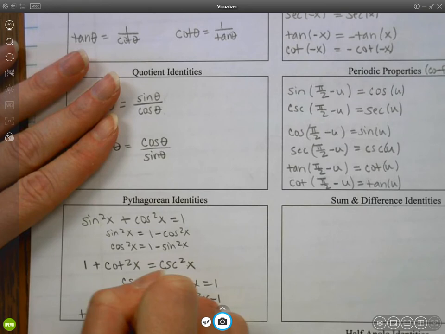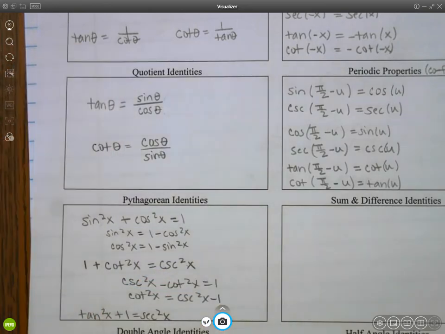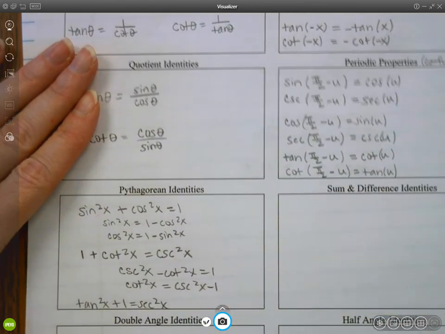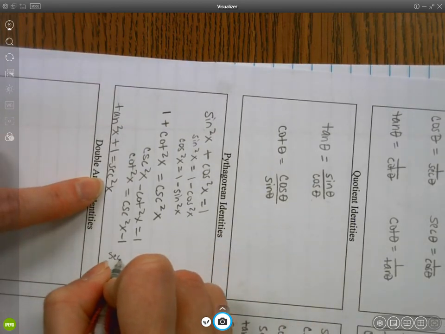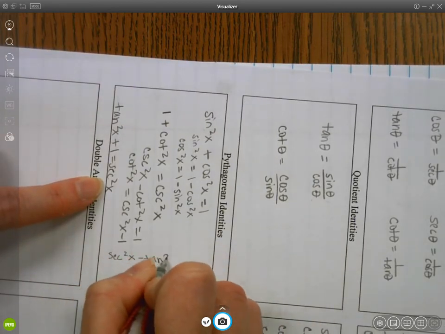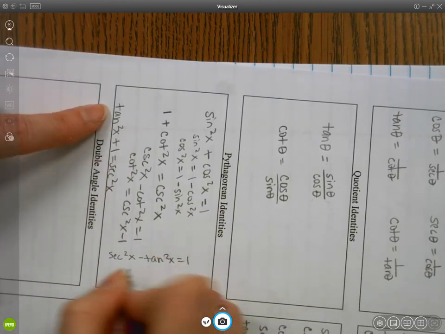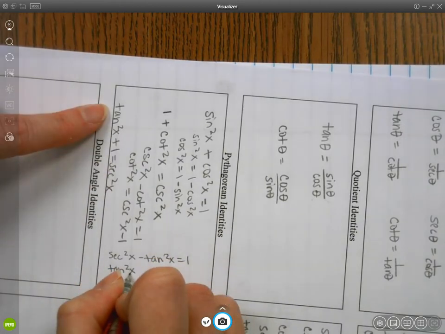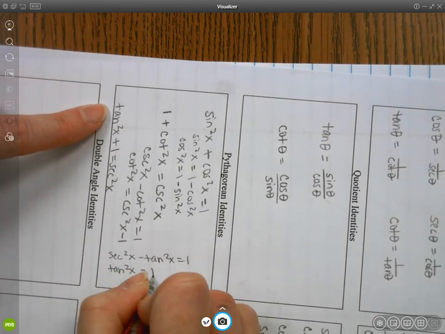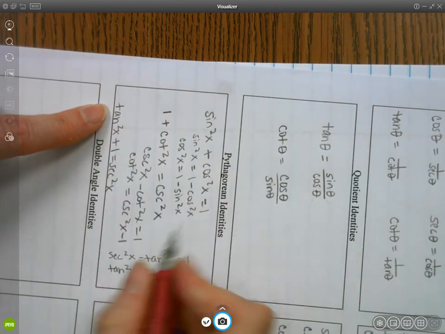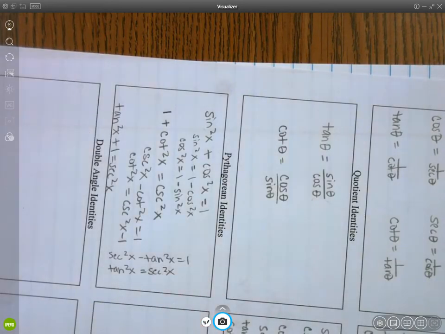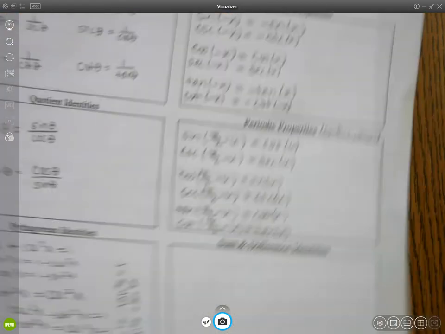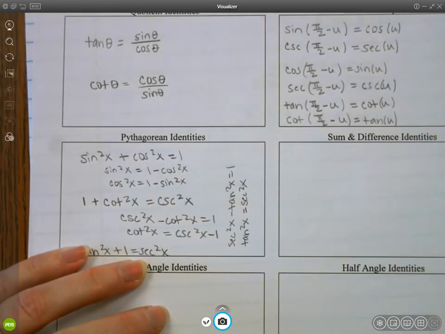Tangent squared plus 1 is equal to secant squared. So if we try to rearrange that one, and I'm going to write it sideways going up the side, if we move tangent over there with secant, it would be secant squared minus tangent squared is equal to 1. And if we try to get tangent by itself, it would be tangent squared is equal to secant squared minus 1. Again, I need you to understand that that's really only 3 Pythagorean identities, but I rearranged it so that there's actually 9 ways that you can look at it.